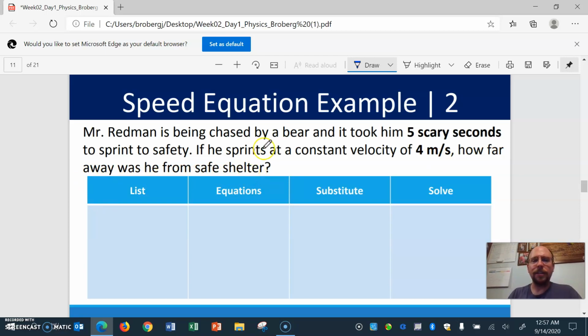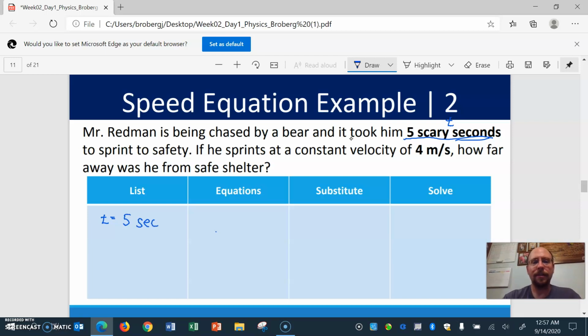When I look at this problem again, we're going to go through these steps. We're going to list out things that we know and things that we don't know. They do tell us that there were 5 scary seconds, and when I see seconds, I think of time. So I'm going to list in this section that the time is equal to 5 seconds. You can abbreviate it with an S, some people do SEC, some people spell it out. Either way, it's okay.